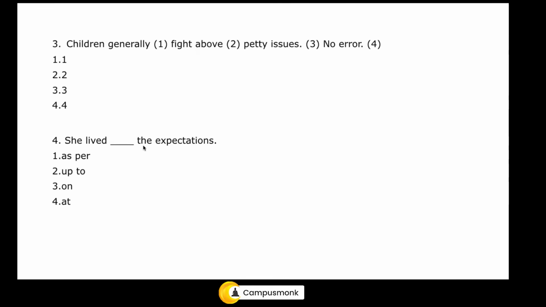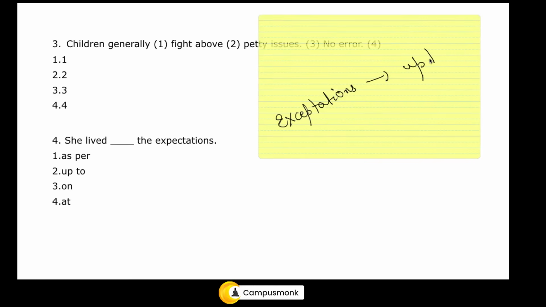So the next question says you have to fill in the blanks with the appropriate word. Your time starts now. Okay, so the question says she lived dash the expectations. Always remember, for expectations the word used is "up to." You always live up to the expectation. Why? Because that is a limit or a goal that you have to achieve.